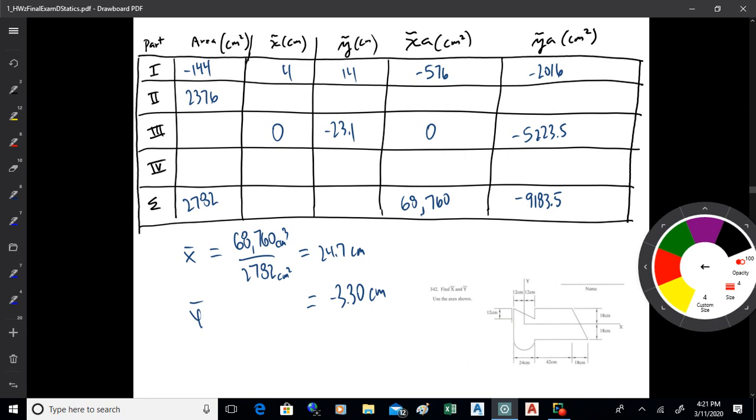Okay, so that triangular cutout has an area of negative 144. The x-bar distance will be from the y-axis to the centroid. The length of that triangle is 2 times 12, it's 24. So I'm going to go from the y-axis to the centroid of that. That's going to be a positive 4. You do have to watch your signs on this. So we're going to go positive 4. And then y-bar will be 14.